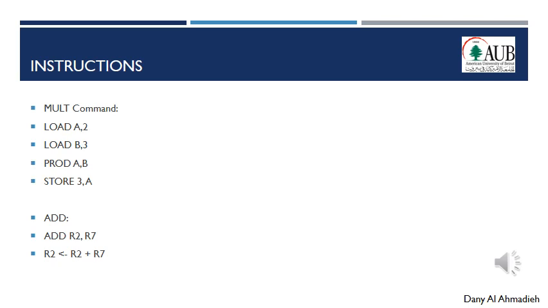Well, for adding R2 and R7, which are two registers, we would simply add the contents of R7 to R2. See how operations are only executed through registers rather than through memory, and this saves time.